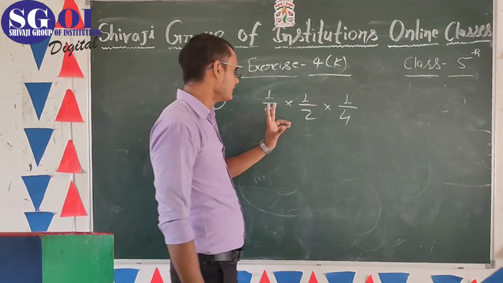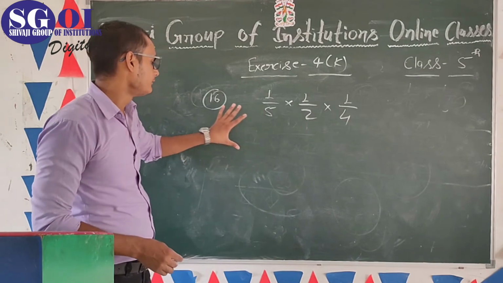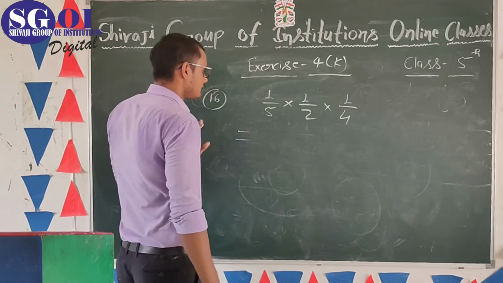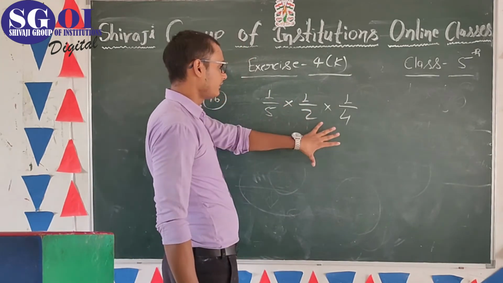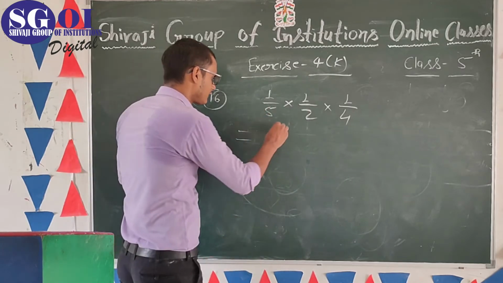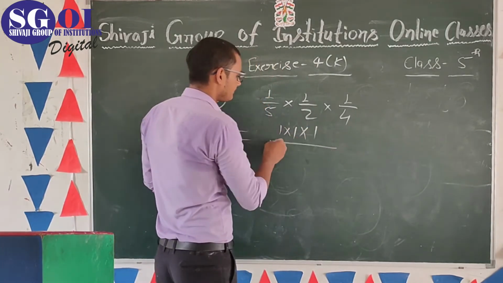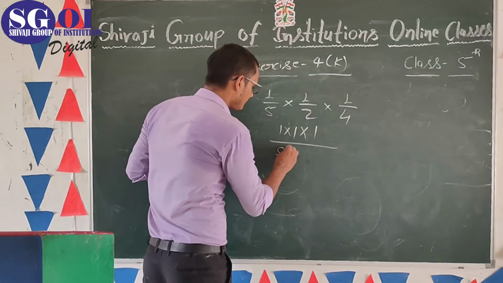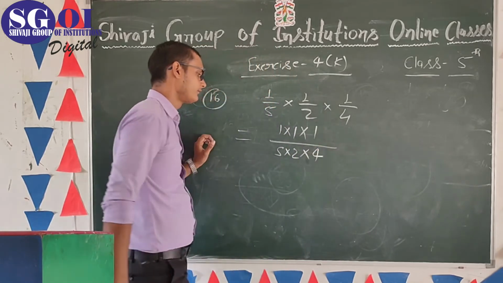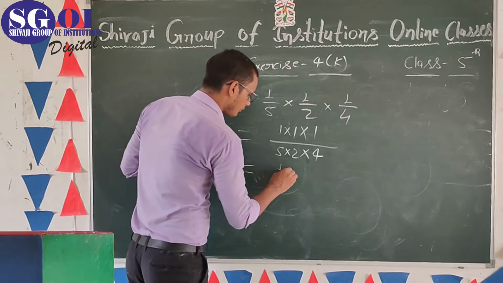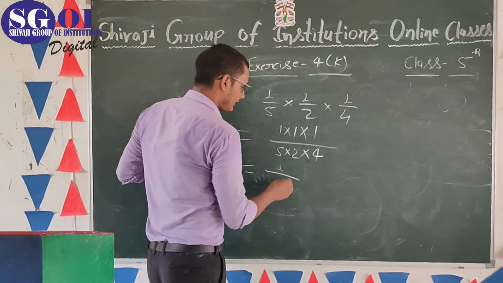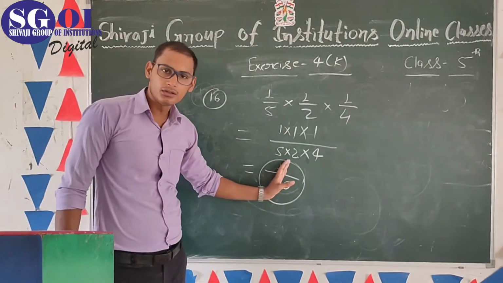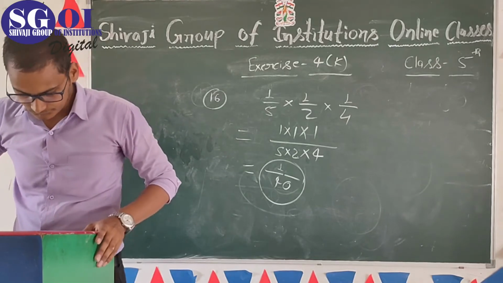In previous questions we had two fractions and multiplied them. Here we have three fractions. So the product of three fractions is the product of numerators upon the product of denominators. The product of numerators, 1 multiplied by 1 multiplied by 1, upon the product of denominators, 5 multiplied by 2 multiplied by 4, is equal to 1 upon 40. And the answer is 1 upon 40. Understood? Next.